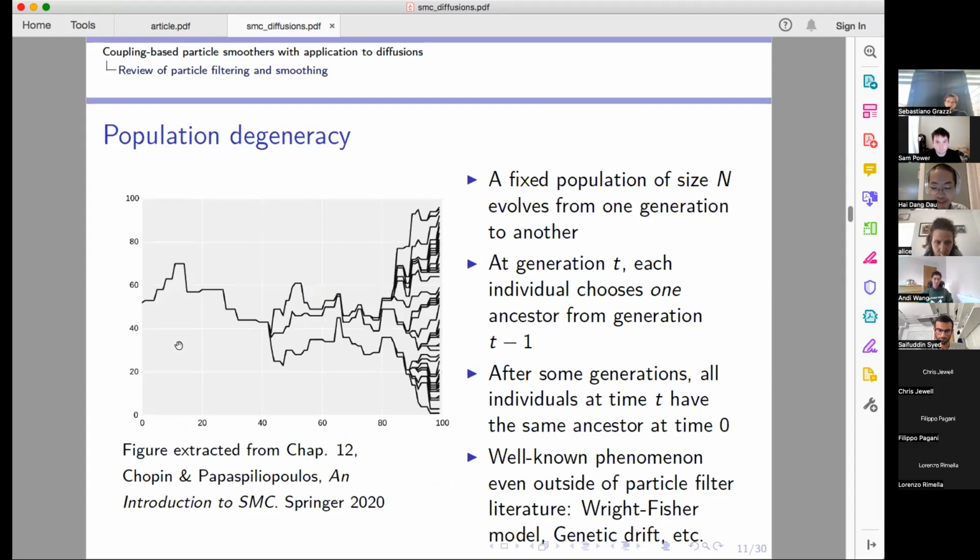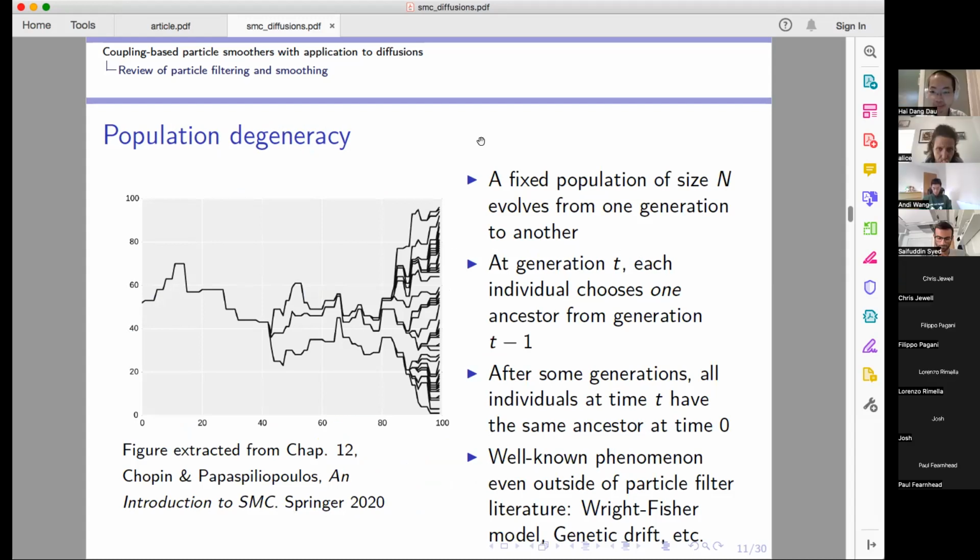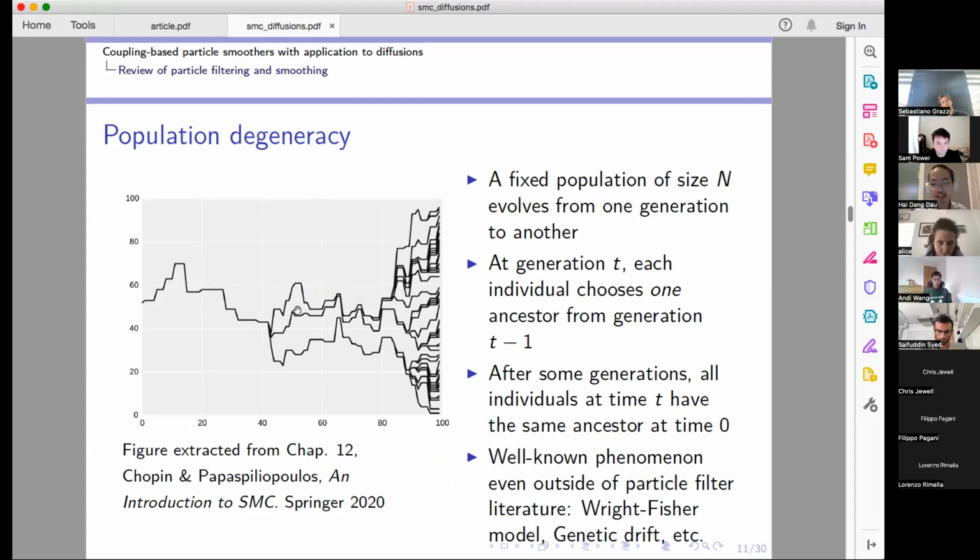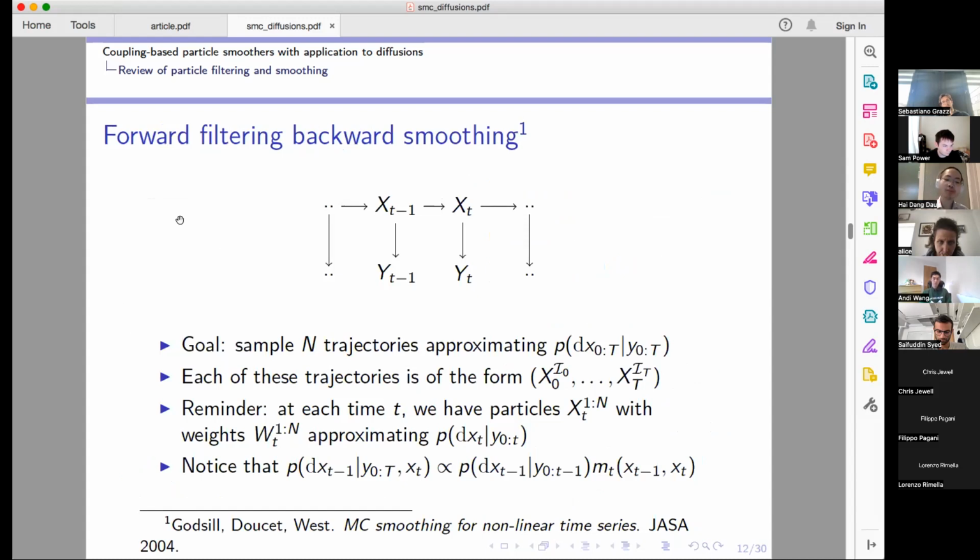Well, if you are familiar with particle filters, you know that this is not the case because you have population degeneracy at time 0, where you have a fixed population of size N, which evolves from one generation to another, and at each generation, each individual chooses one ancestor from generation t-1, and after some iterations, all individuals at time t have the same ancestor at time 0. This is a very well-known phenomenon even outside the particle filter literature. You may have heard about the Wright-Fisher model or genetic drift and things like that.